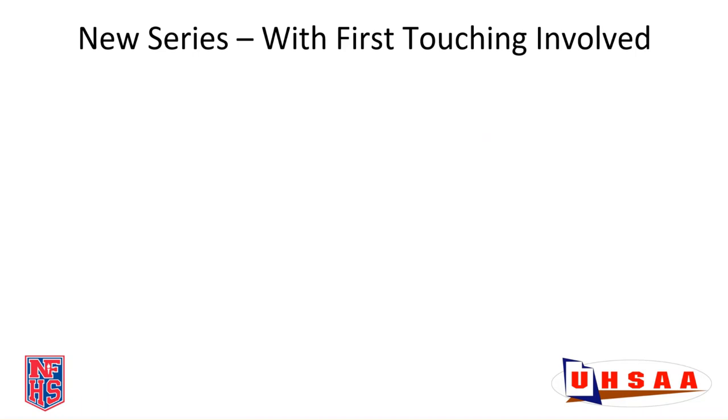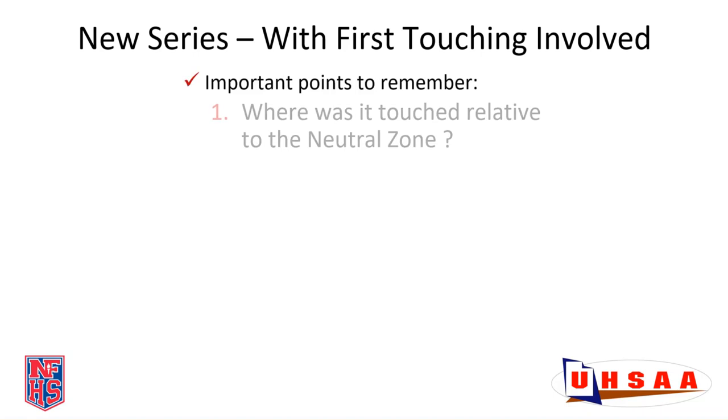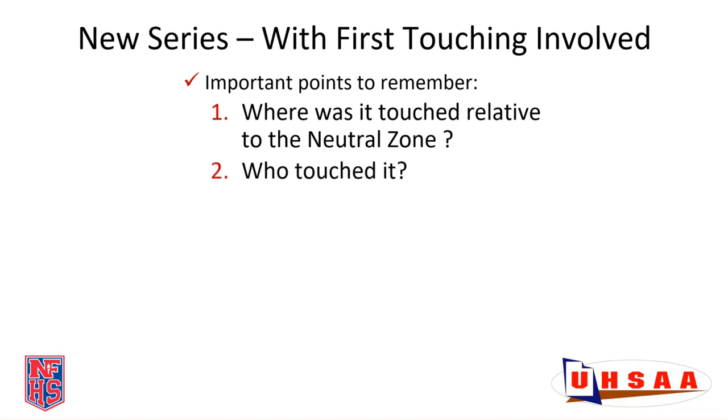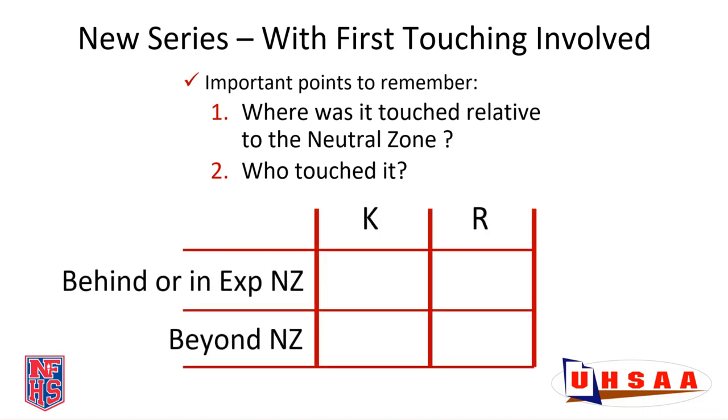Now let's look at a new series with first touching involved. Some important points to remember: where was the ball touched relative to the neutral zone and who touched it? Now I love these little matrices. If you've watched my penalty enforcement video, you've seen these. But let's take a look at this. If the ball is touched behind or in the expanded neutral zone by either K or R, we're just going to ignore that. So where it was touched relative to the neutral zone is important.